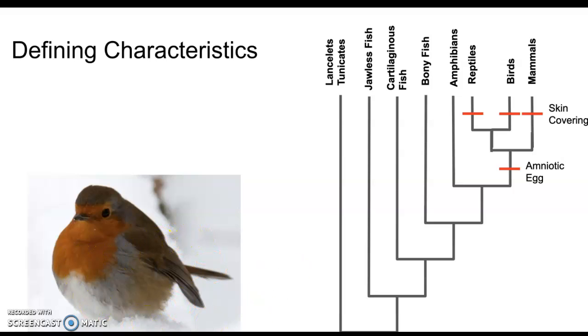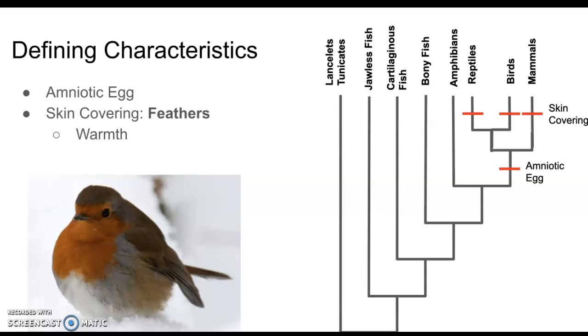Some characteristics that you find on birds is that they have an amniotic egg, and we already discussed what that is. And in their skin covering, instead of having scales and whatnot, they have feathers. They actually, I think, have scales too. But they have feathers, and these feathers serve two main purposes. The first one is warmth, and the second one is flight. And so we're going to talk in more detail about these two things.